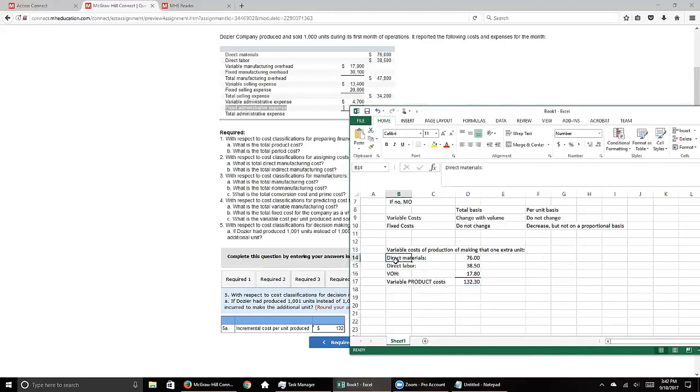Again, pretty much as a general rule, if you have a similar question, the only things you need to be concerned with are your variable product costs, which are always direct materials, direct labor, and then, if we have it, variable overhead. The key there is we don't need to worry about fixed costs because those aren't changing for this one extra unit. We're still in that relevant range of activity.